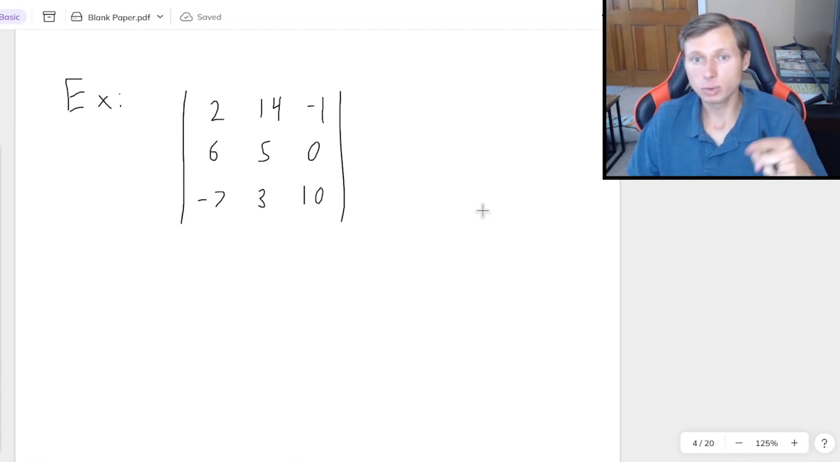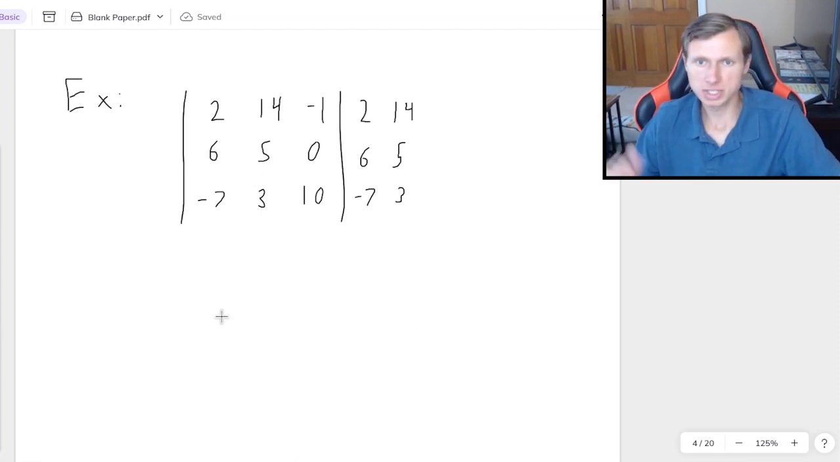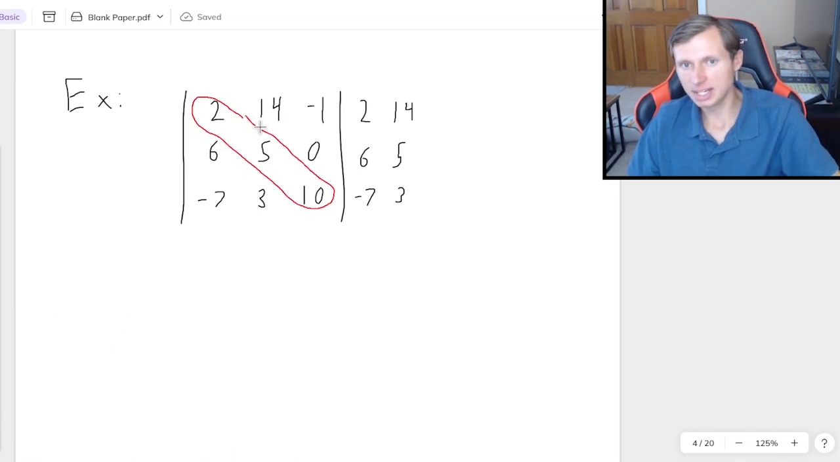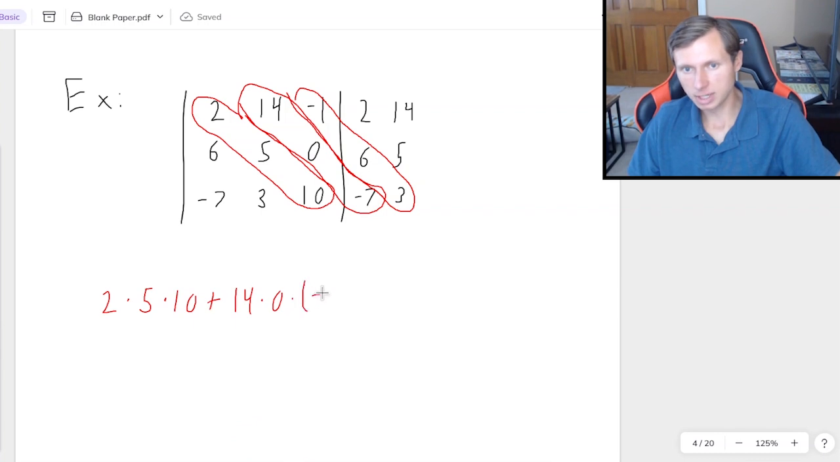Okay, so I'm going to assume you, as the viewer, liked the method where I rewrote the first 2 columns, and we did a lot of the diagonal multiplication, because for most of you it's easier, and so that's just how I'm going to solve this. So 2 times 5 times 10, plus 14 times 0 times negative 7, that's just going to be 0, and then negative 1 times 6 times 3. Now let me actually write that out. 2 times 5 times 10, plus 14 times 0 times negative 7, plus negative 1 times 6 times 3.